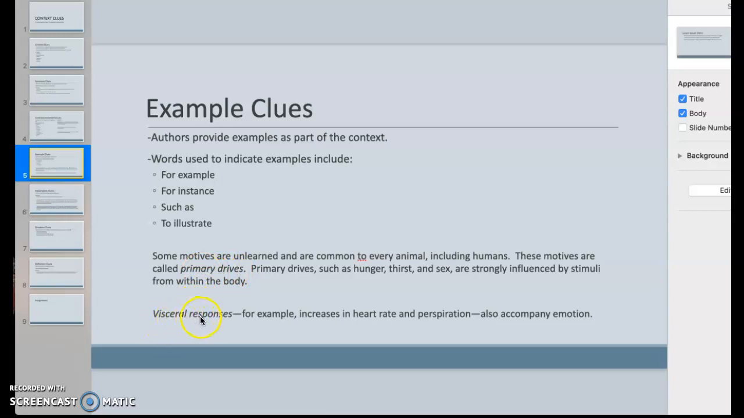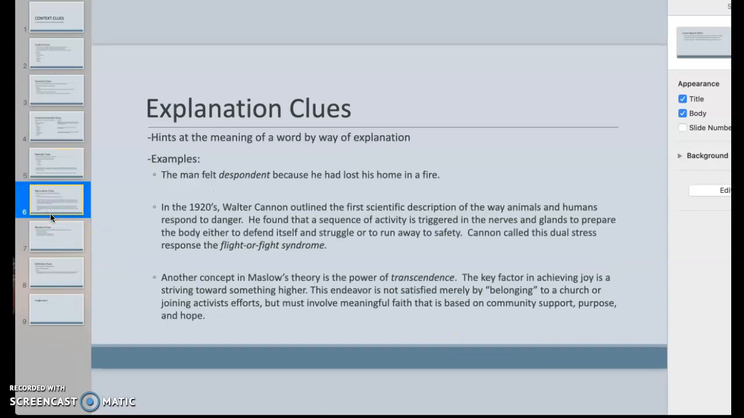Same thing is true for visceral responses. I don't know what those are, but I get a "for example." Then it gives me 2 examples: increases in heart rate and perspiration also accompany emotion. So in giving me an example, it helps to provide me with a definition.